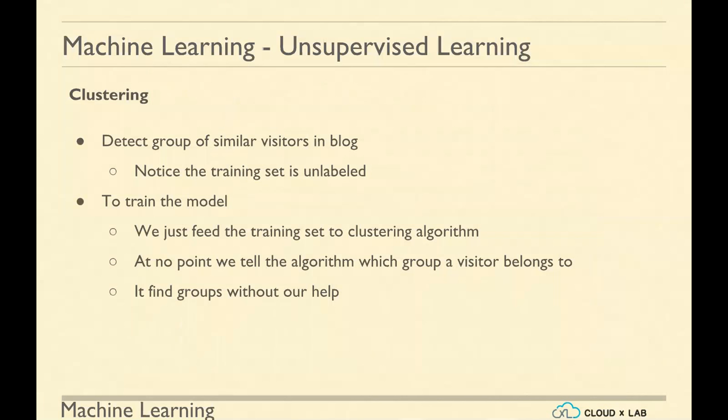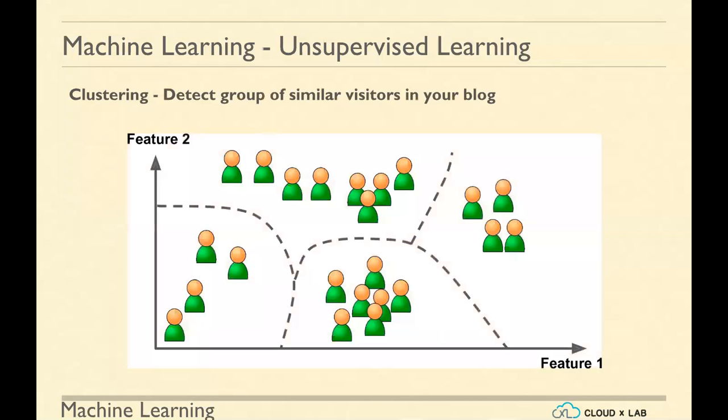Notice that the training set is unlabeled, as in we don't have anything like this is a good user, bad user. We're just trying to group the users together in certain buckets. So to train the model, we just feed the training set to the algorithm. And at no point do we tell the algorithm which group a visitor belongs to. It finds groups without our help. So all it does is, based on a certain measure of closeness, a certain measure of similarity, it groups the visitors together. It groups certain visitors together in a bucket and so on. So all we need to define is the measure of similarity, and then we feed it to the algorithm and let it group the data together.